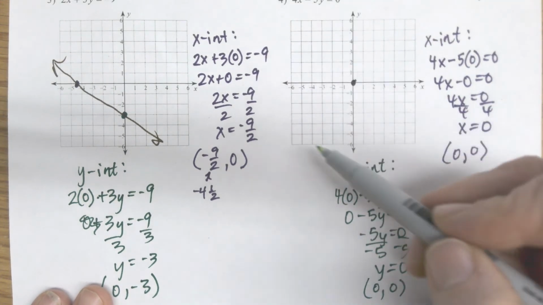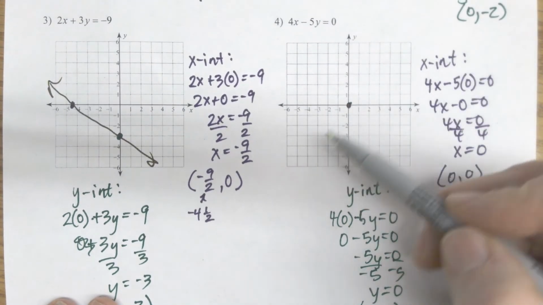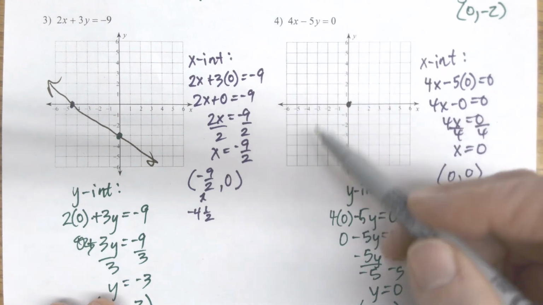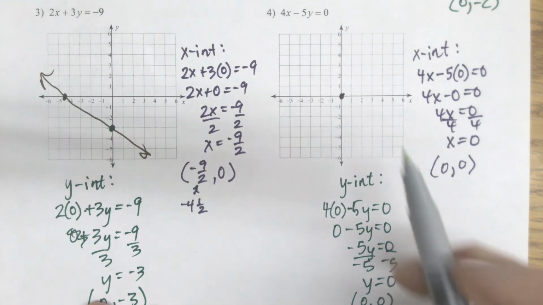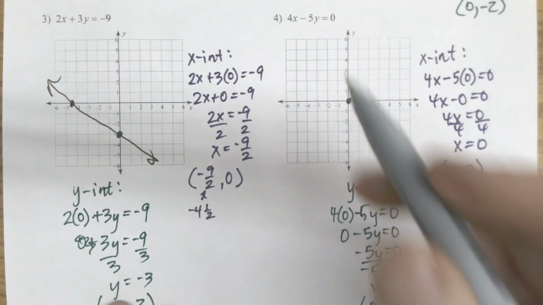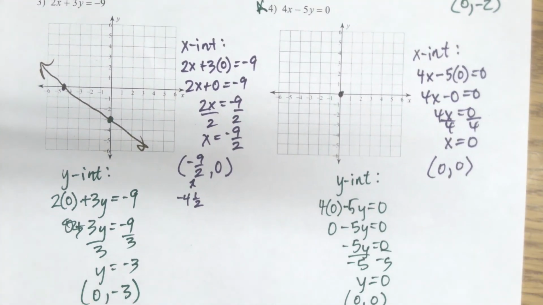And I can't tell where the line is going. At this point, there's no indication to me. Is it a positive slope? Is it a negative slope? Is it flat? Is it steep? I don't know. I only have 1 point, and 1 point does not make a line. So this is an instance where the intercepts aren't the most helpful way to do it.